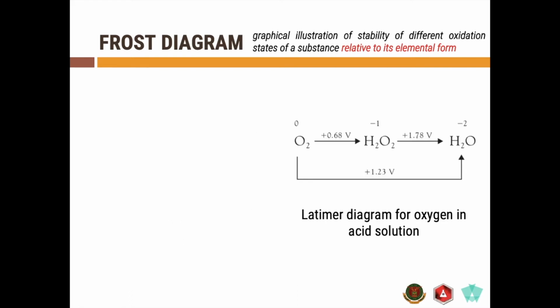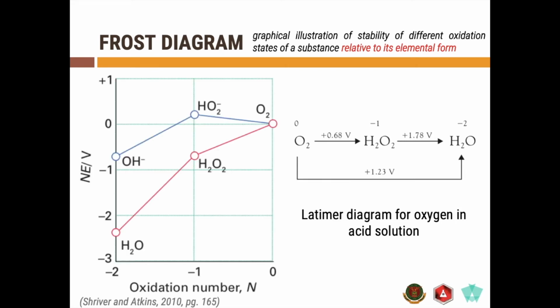This is a Latimer diagram for oxygen in acidic solution. So you have the elemental form of oxygen, O2, and then you have the -1 state peroxide and the -2 state in water. And this is the frost diagram for oxygen. As you can see, there are two lines in this diagram, one in red and then one in blue.